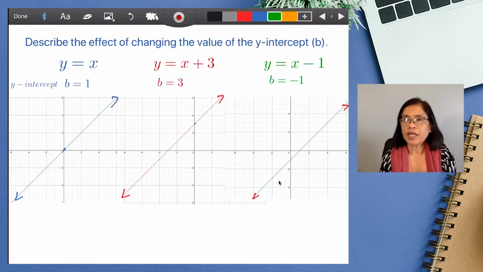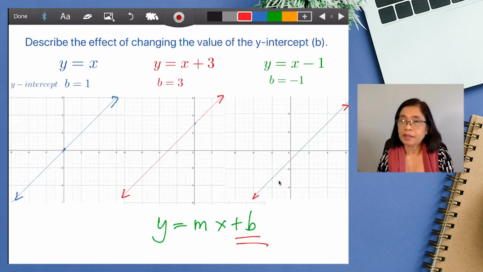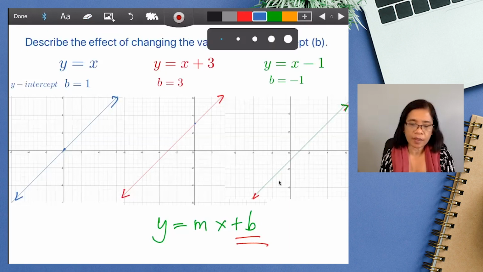How about if we change another parameter, which is the y-intercept? So in the equation y equals mx plus b, following examples, we will be changing the value of b. And let's see what will be the effect of this change in the graphs of the functions. Okay. So we start with our parent function, y is equal to x.